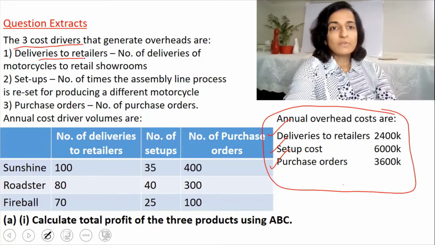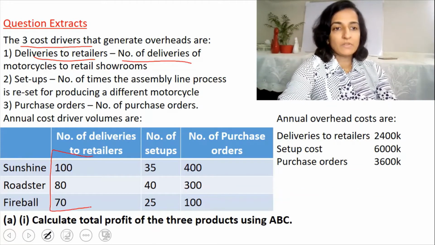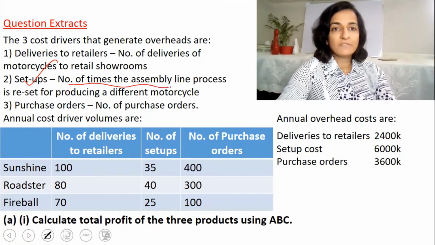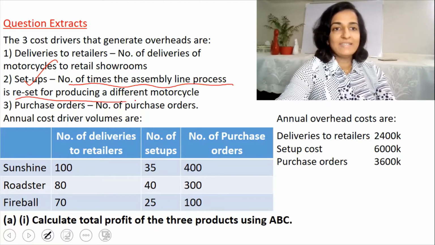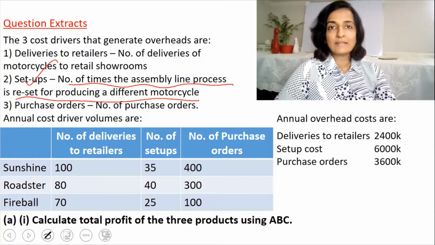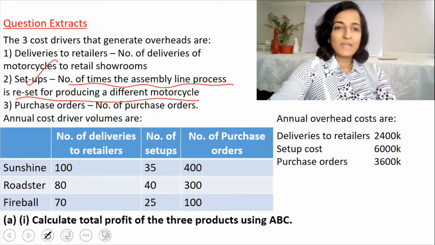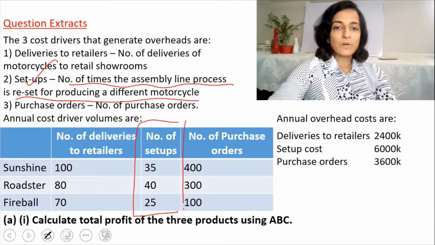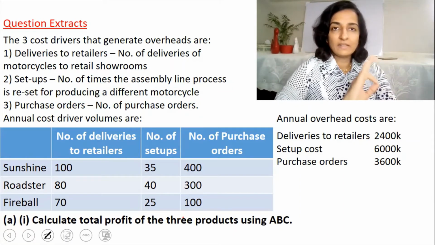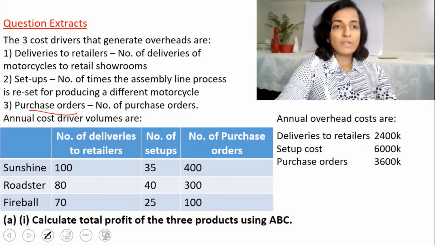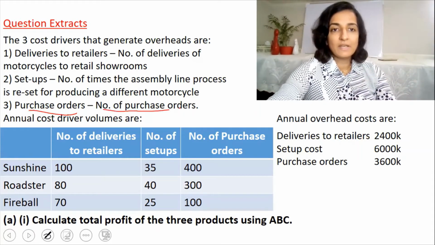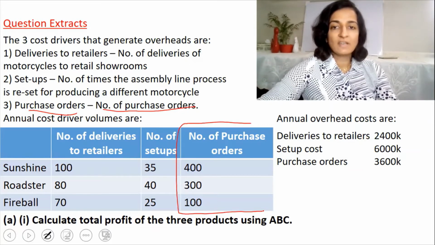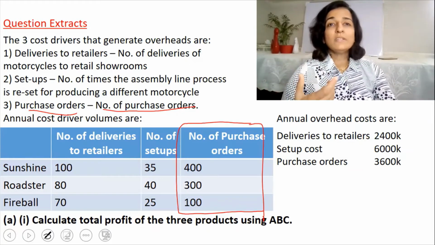So for delivery cost to retailers, it is the number of deliveries, and it is given here with respect to the three products. Now going to the second cost pool, that is a setup cost. What is a cost driver? The number of times the assembly line process is reset for producing a different motorcycle. That is nothing but the number of setups. And the number of setups with respect to each product is given here. And regarding the third cost pool, that is a purchase ordering cost, the cost driver is a number of purchase orders, which is given here. So we've got all the details in the question.